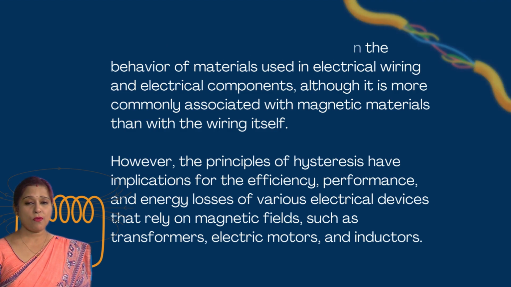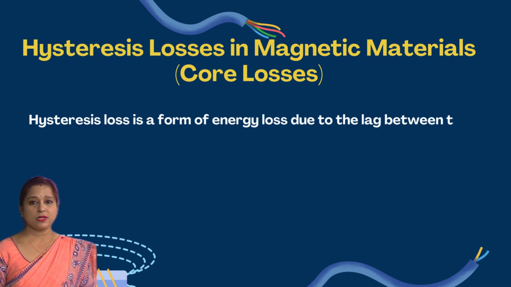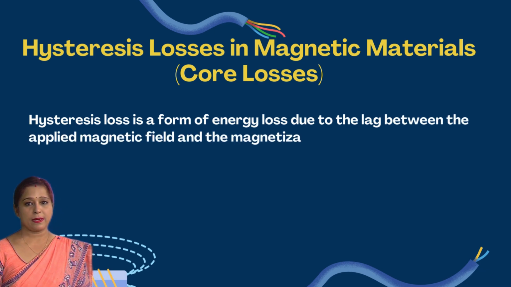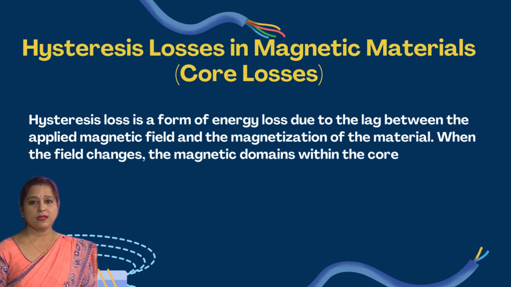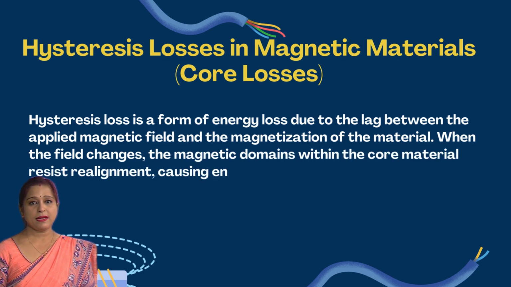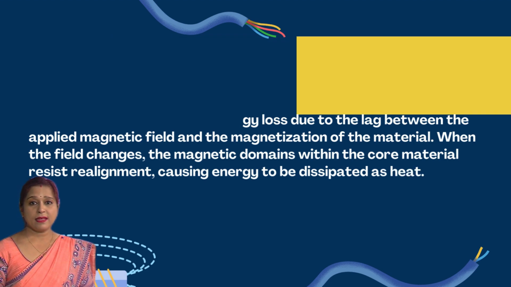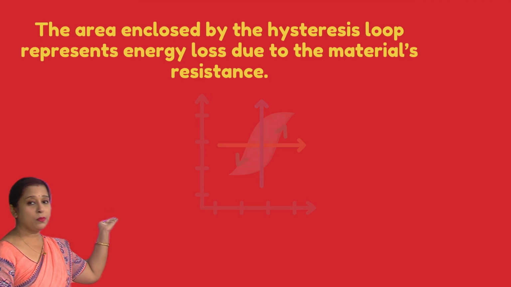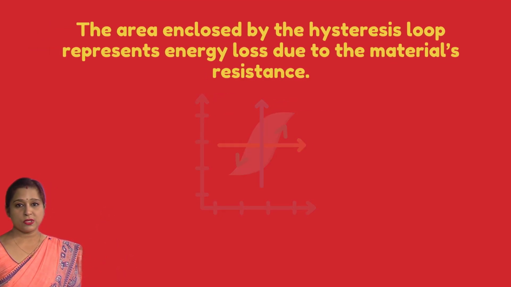Hysteresis loss is a form of energy loss due to the lag between the applied magnetic field and the magnetization of the material. When the field changes, the magnetic domains within the core material resist realignment, causing energy to be dissipated as heat. The area enclosed by the hysteresis loop represents the energy loss, or the hysteresis loss.